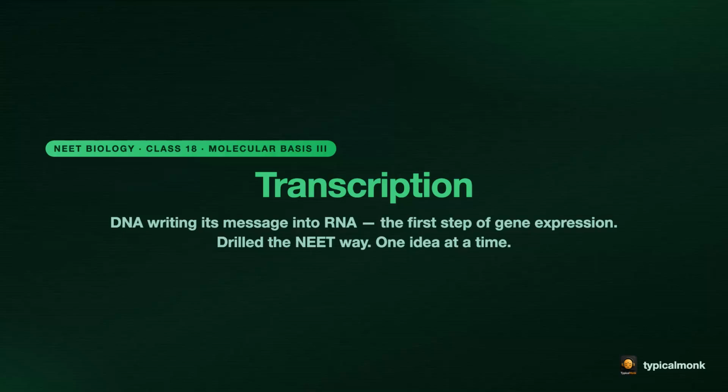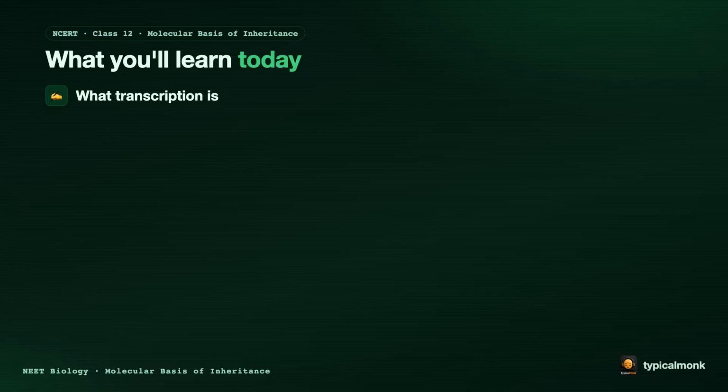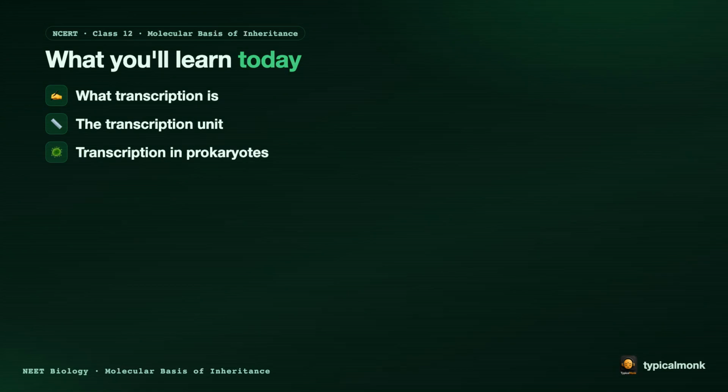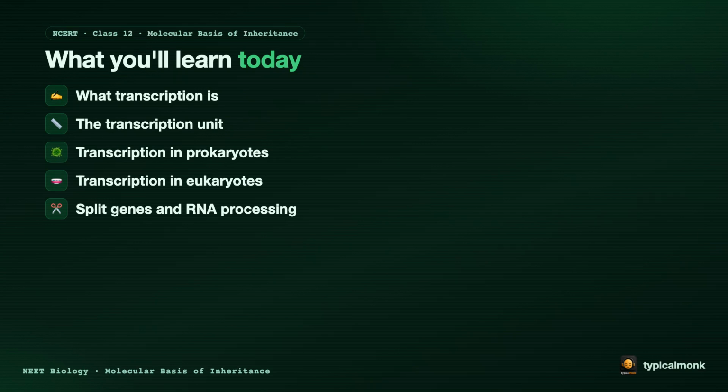We saw the structure and the copying of DNA. Now we see how DNA writes its message into RNA, that is, transcription. It is the first step of gene expression, one idea at a time. Here is today's path. 5 stops. First, what transcription is. Second, the transcription unit. Third, transcription in prokaryotes. Fourth, transcription in eukaryotes. And fifth, split genes and RNA processing.